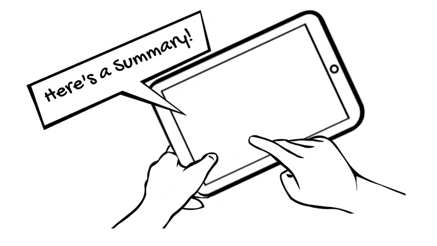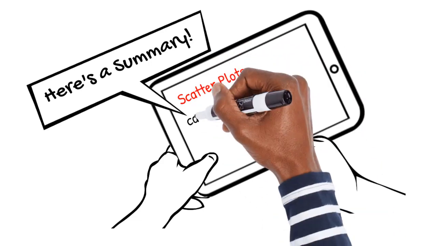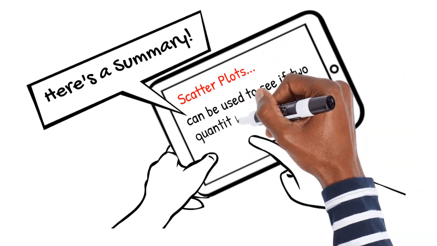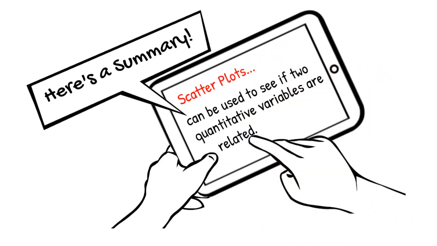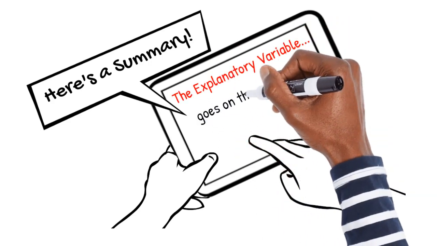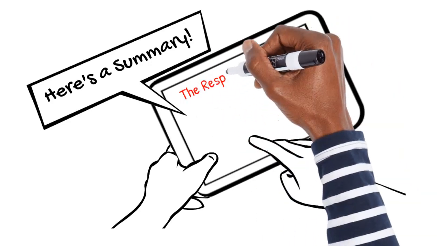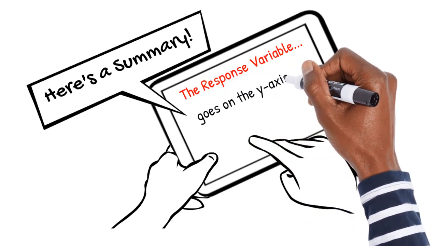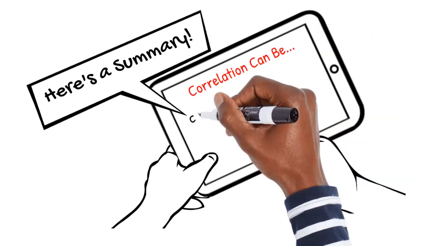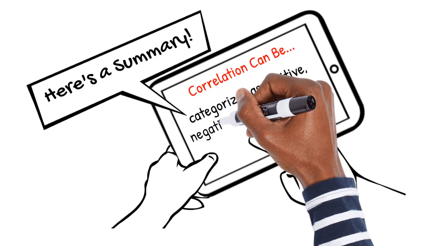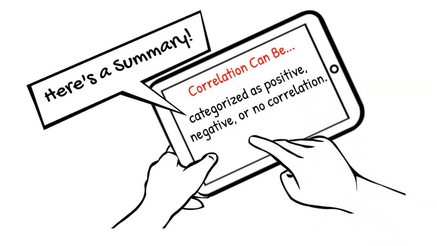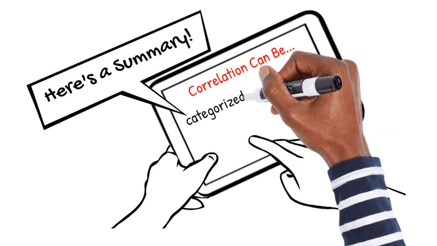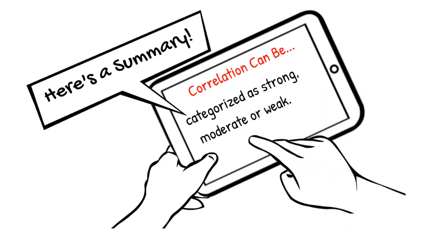Here's a summary of what we've learned. Scatter plots can be used to see if two quantitative variables are related. The explanatory variable goes on the x-axis. The response variable goes on the y-axis. Correlation can be categorized as positive, negative, or no correlation. Correlation can also be categorized as strong, moderate, or weak.